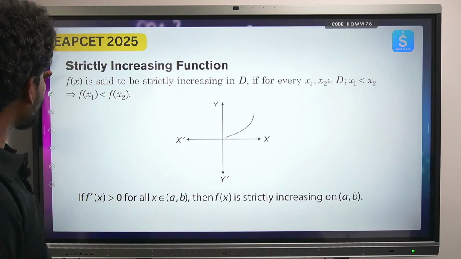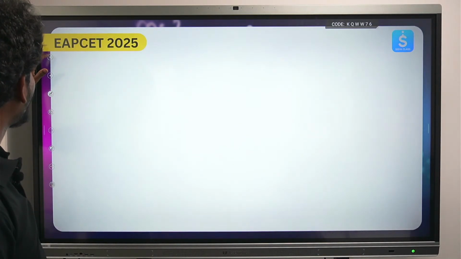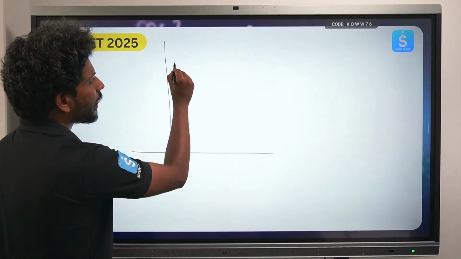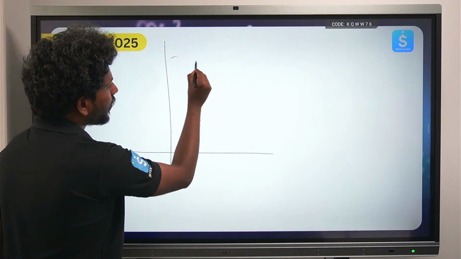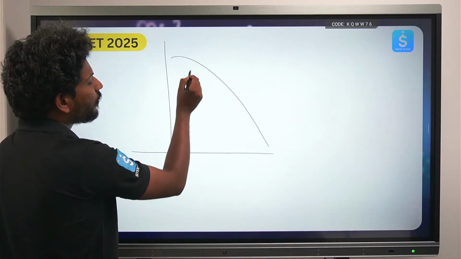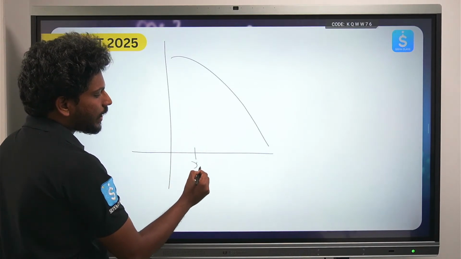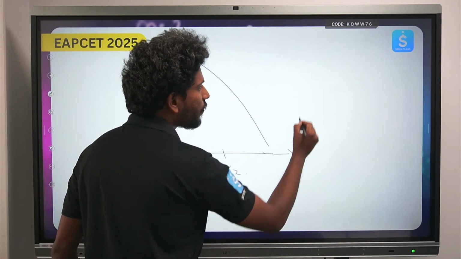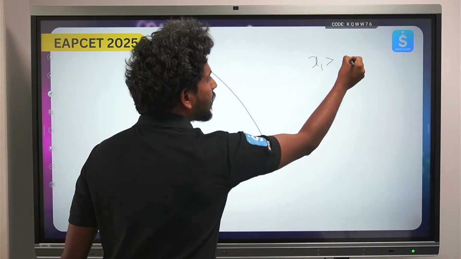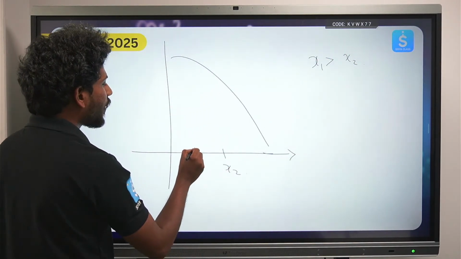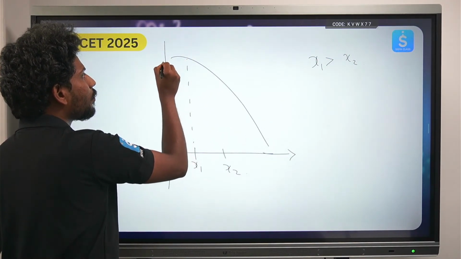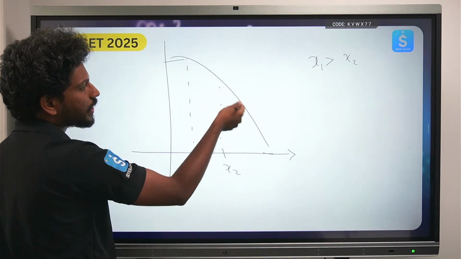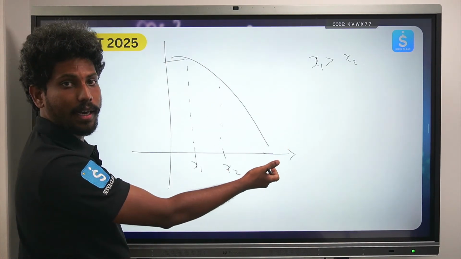I would like to explain how a strictly decreasing function looks. So let's take a graph like this. Okay, if you see here, and if I take any two values on the x-axis, x1 and x2, where x1 is greater than x2, right? Now let me see what the corresponding functional values are for this x1 and x2 for the graph which is decreasing, in the decreasing pattern, right?